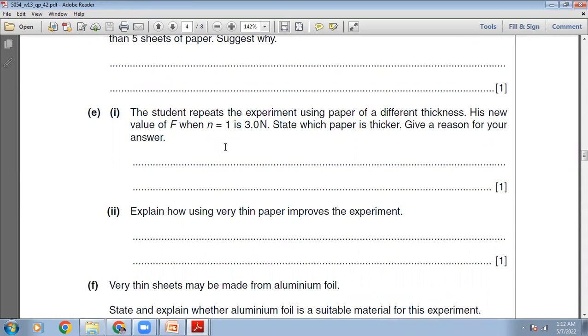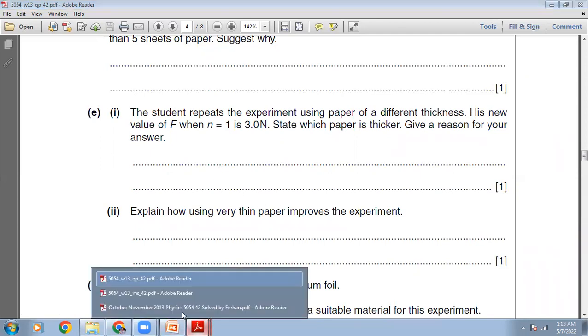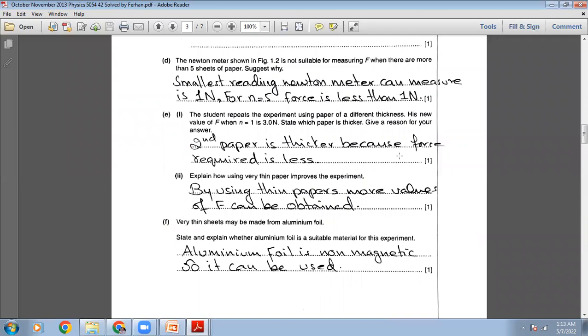It means this paper, before the force required was larger. For one paper, the force required was 3.5 Newton. But this time the force required is only 3 Newton. It means that this paper is thicker. That's why the force required is less. Thicker the paper, less is the force required to separate the magnet and the iron. So I think the second paper is thicker because the force required is less than the force required with the first paper.